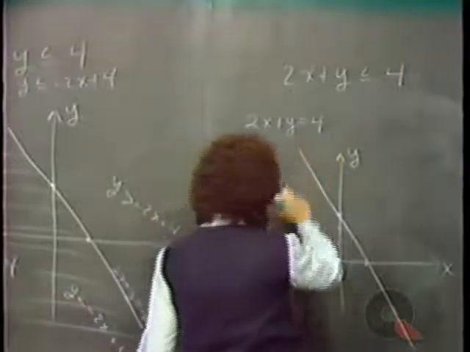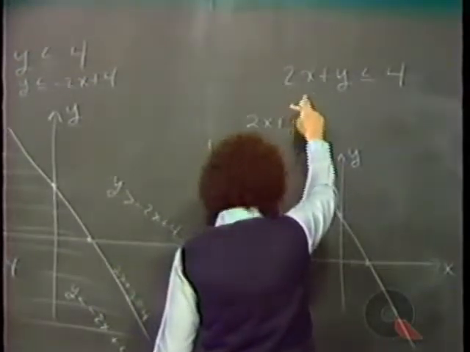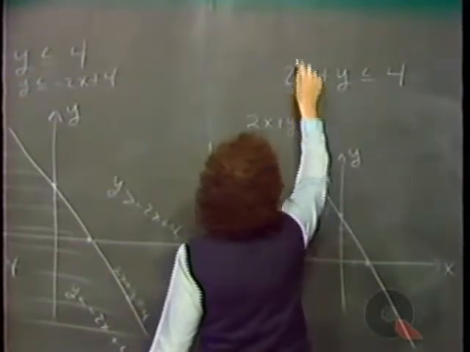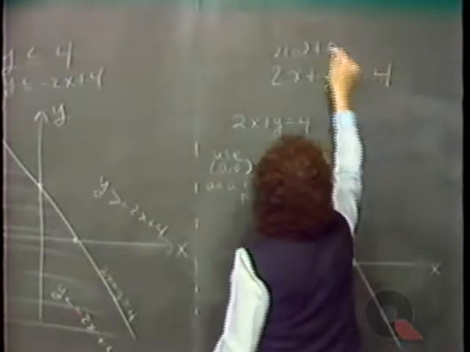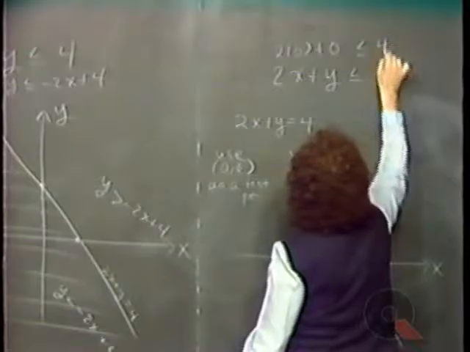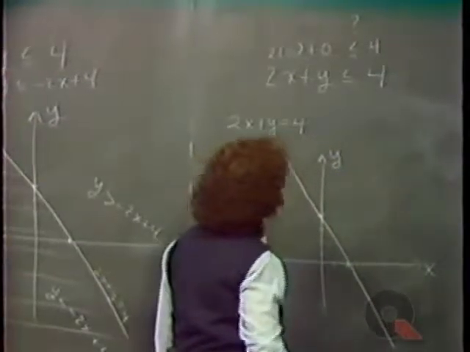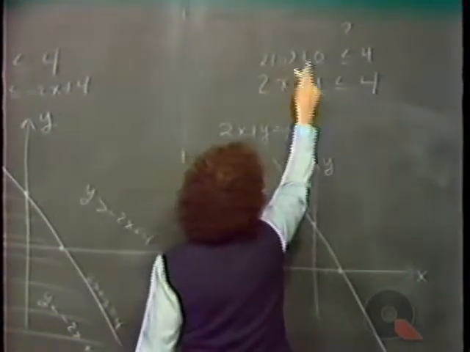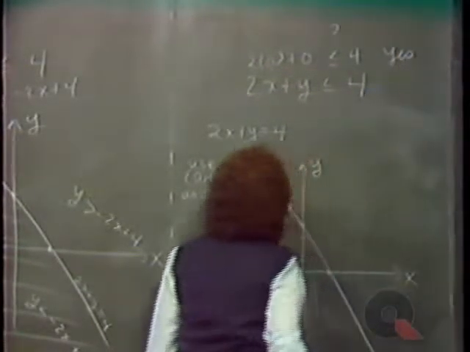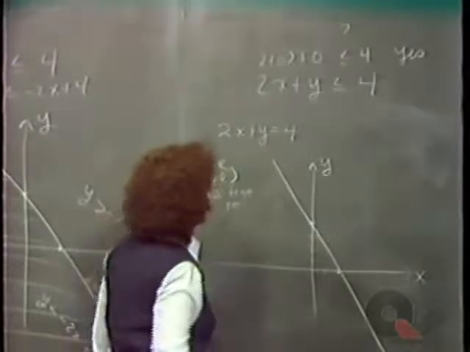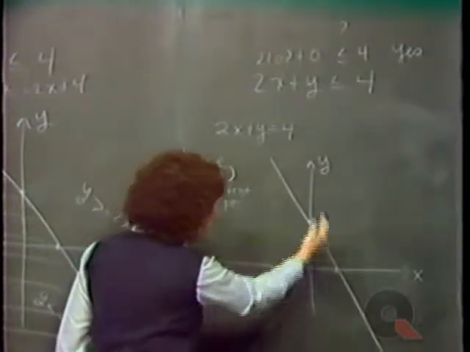Let's see what happens. Using (0, 0) in here, we'd get 2 times 0 plus 0. Is this less than or equal to 4? Is 2 times 0 plus 0, is 0 less than or equal to 4? Yes. Which means that (0, 0) is on the correct side of the line.